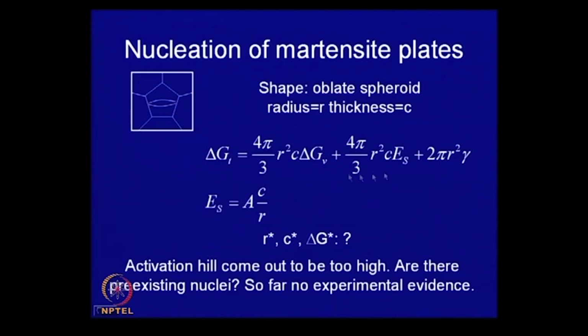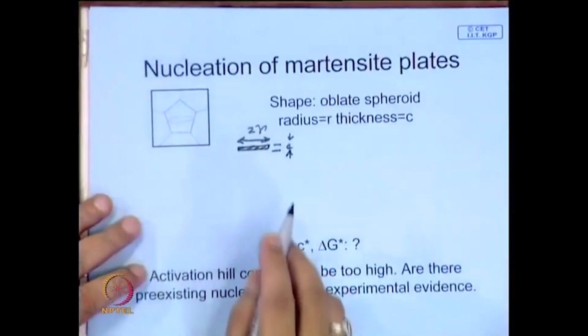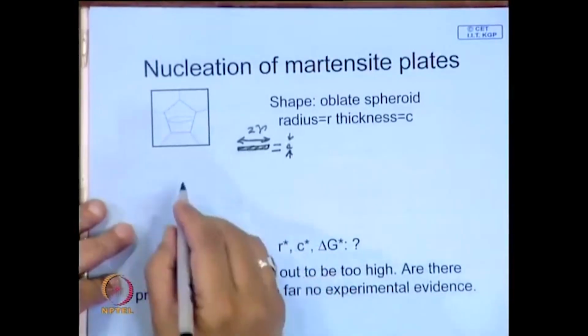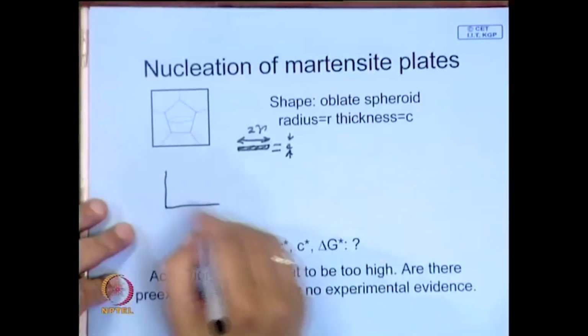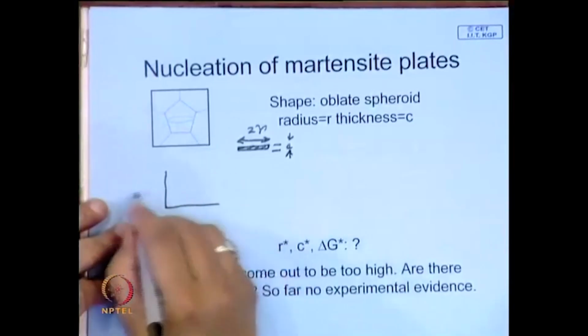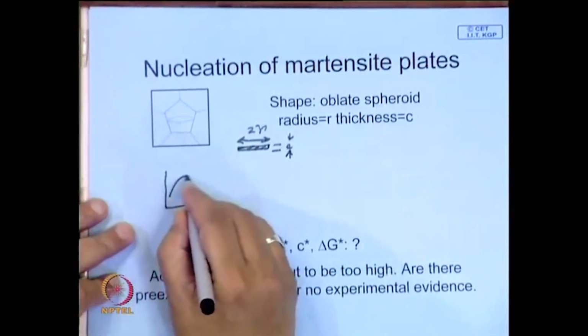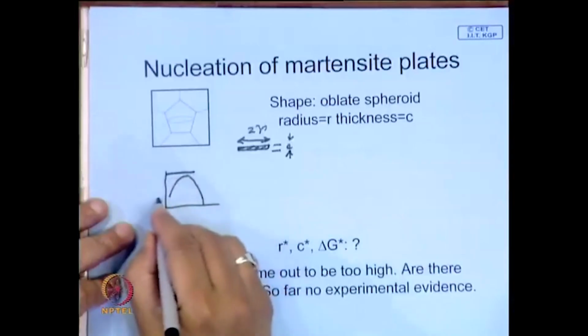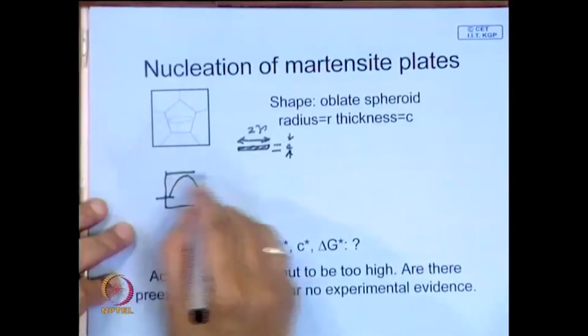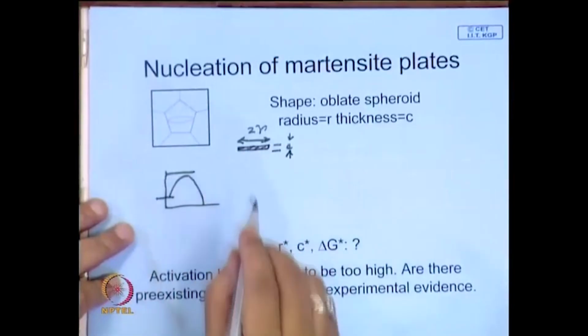If you go through the similar procedure, it is possible to calculate the critical size R star, the critical size C star, as also that activation hill. If you substitute the values, I will leave it to you to derive this expression, and you will find there is an activation hill, which must be overcome for the martensite transformation to take place.